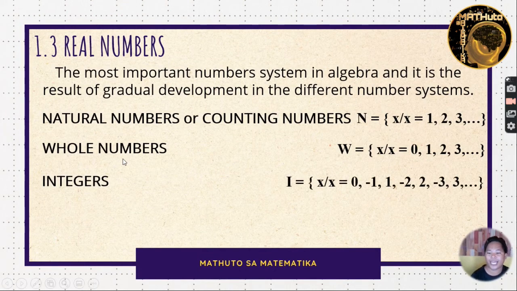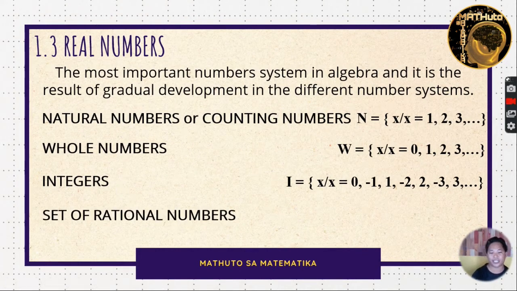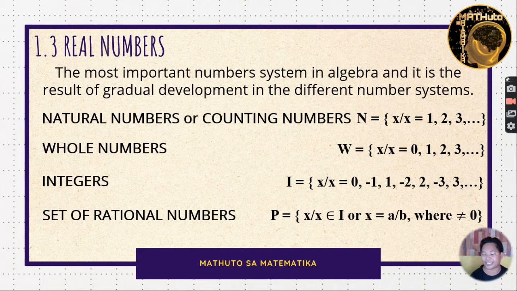Integers, we have the positive and the negative integers. So, included po yung 0. So, we have set of rational numbers. So, pag sinabi po natin set of rational numbers, it can be expressed in a ratio, A over B, where B must not be equal to 0. So, dapat hindi po 0 yung ating denominator.